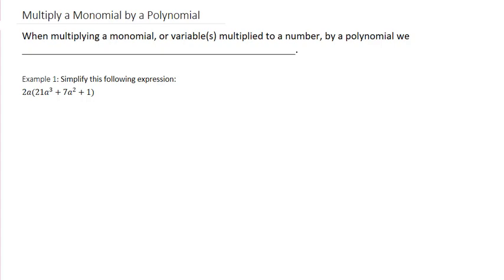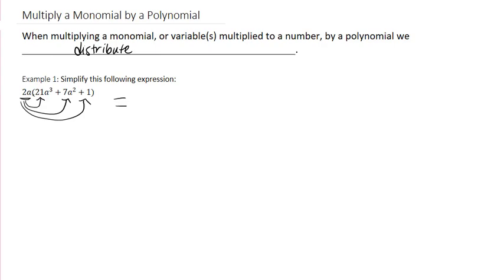When multiplying a monomial, or variables multiplied to a number, by a polynomial, we distribute. Example 1. Simplify the following expression. So here we have a number and one variable, which is a. What we need to do is multiply this whole 2a by each term inside the parentheses. We'll start from left to right.